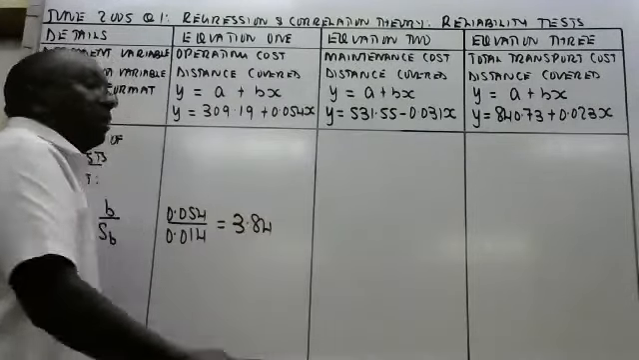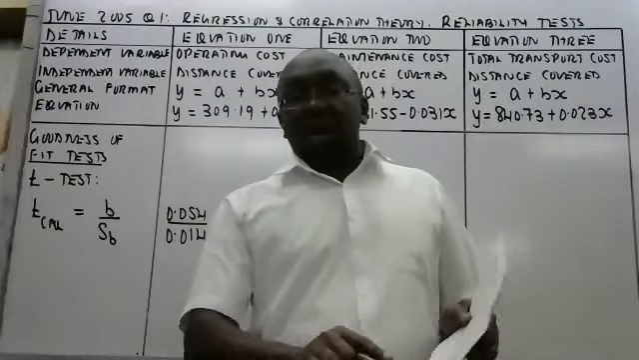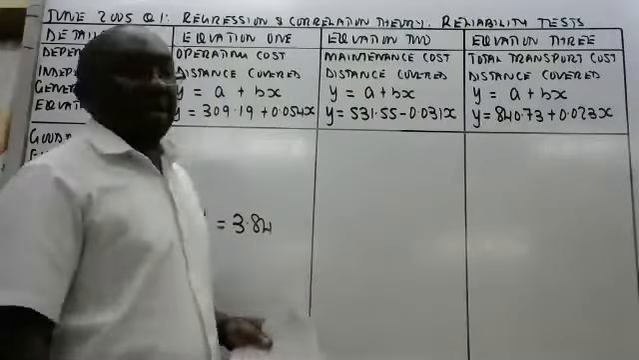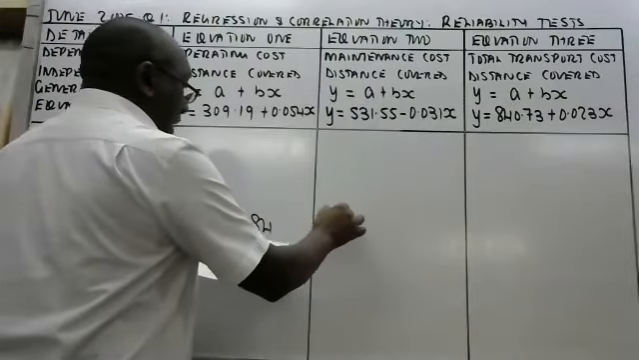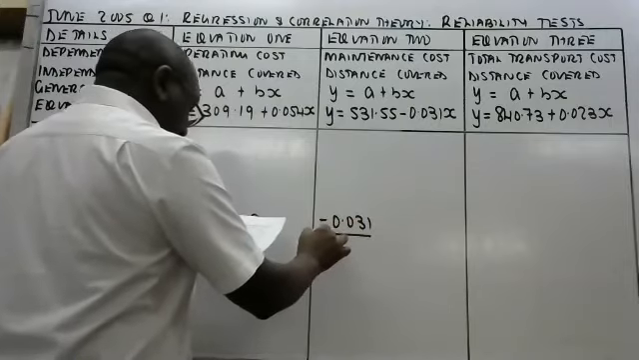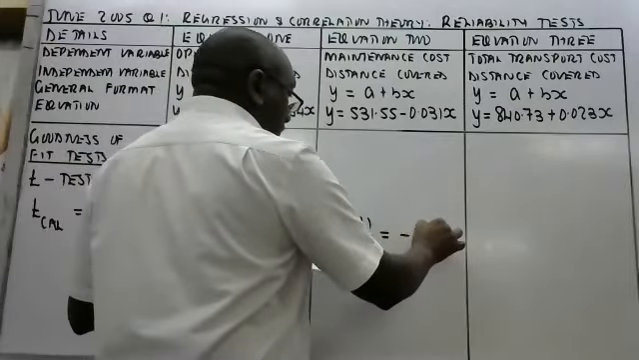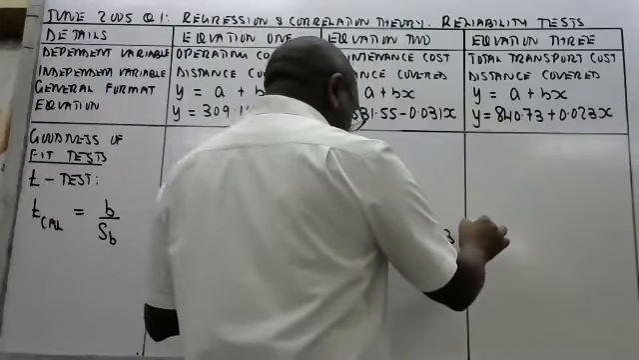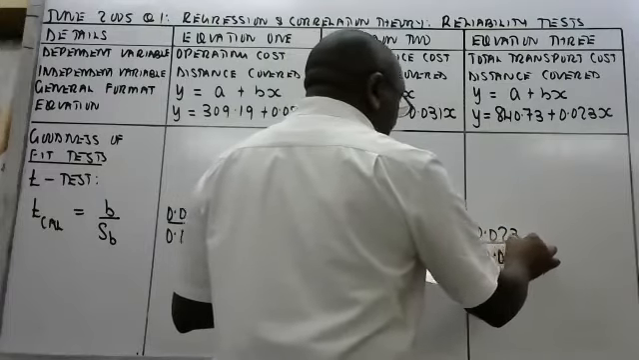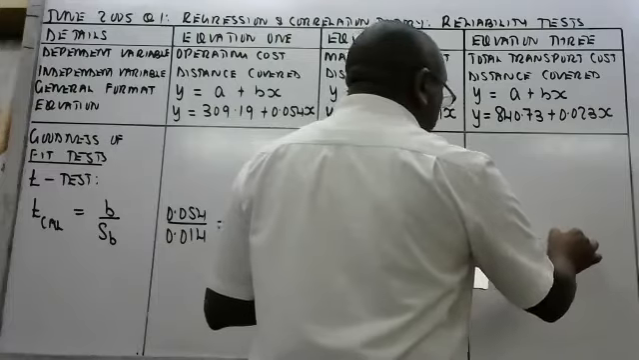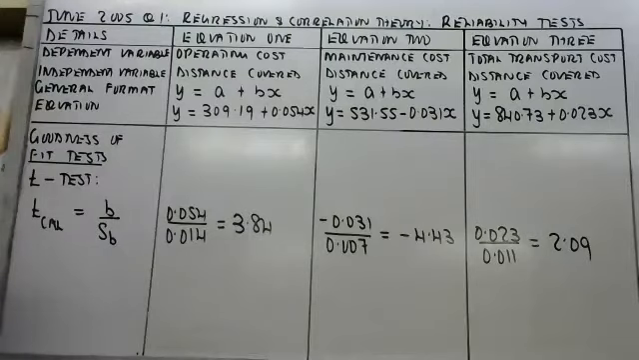And if you are keen enough, you can even see what I had said. You are not supposed to compute these things. That 3.86, you see it there at the end. It's already given. But for the purposes of reminding ourselves, the same thing: you will say here minus 0.031, when it is divided by 0.007, the answer should be minus 4.43. And then this other one, 0.023. When you divide by 0.011, the answer is 2.09.